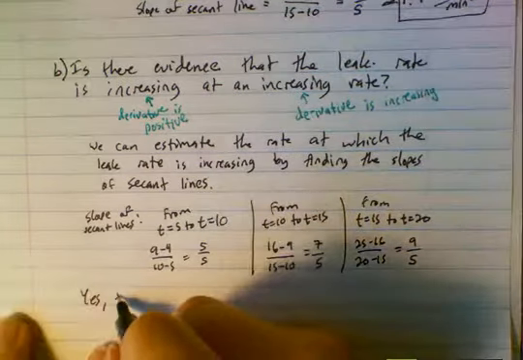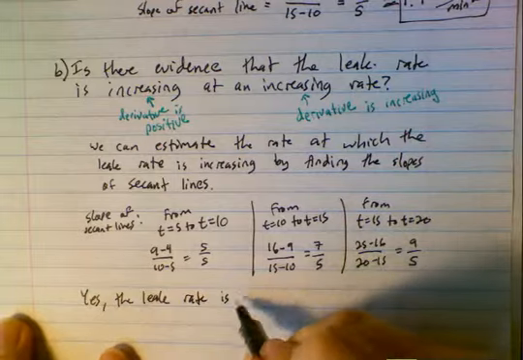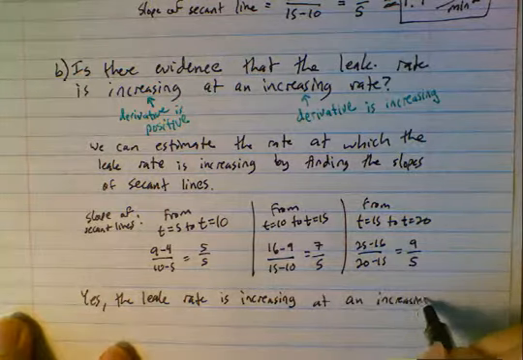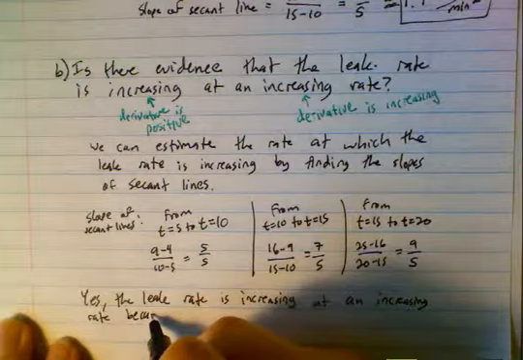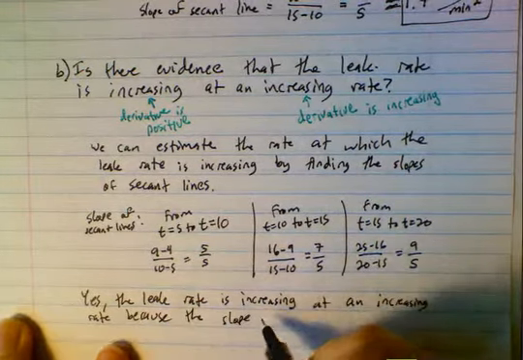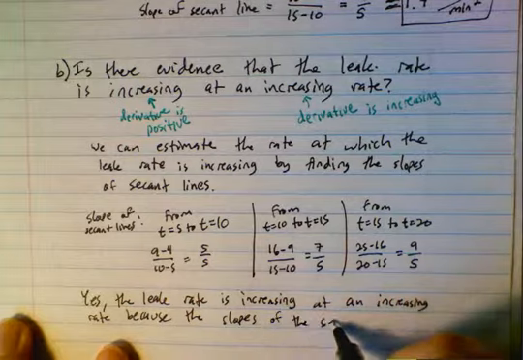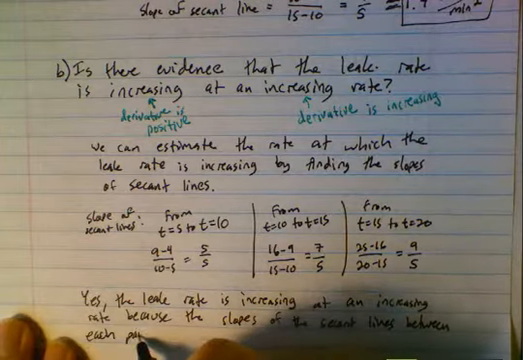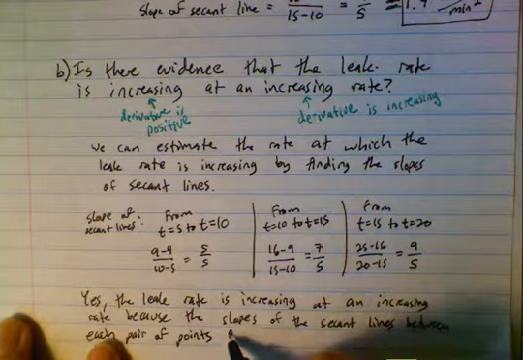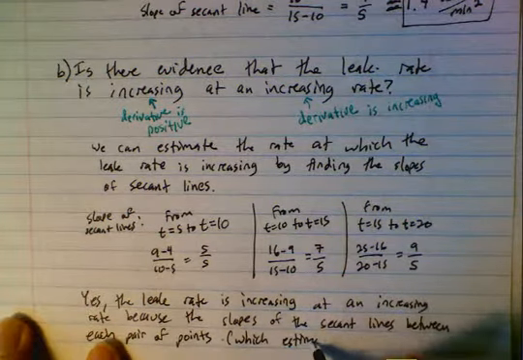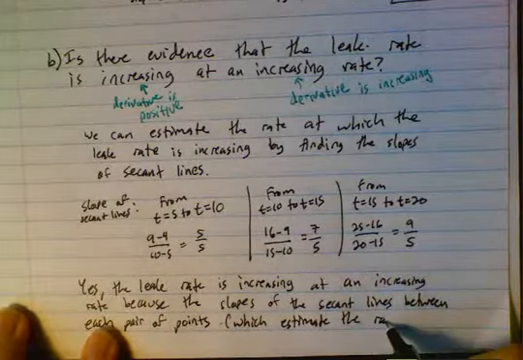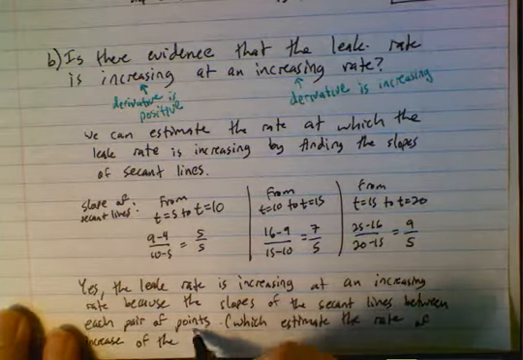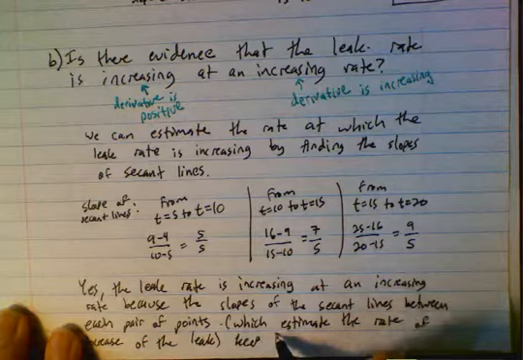So yes, the leak rate is increasing at an increasing rate because the slopes of the secant lines between each pair of points, which estimate the rate of increase of the leak, or rate of change, keep increasing.